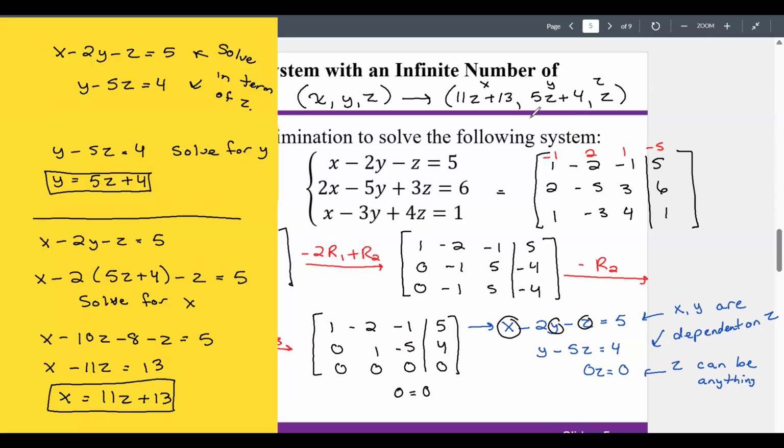Okay, so what we're going to do here in a second is I'm going to give you two problems. One of them is going to be infinite solutions and one of them is going to be no solutions. So it's up to you to figure out which one's which. But let me get to those problems.